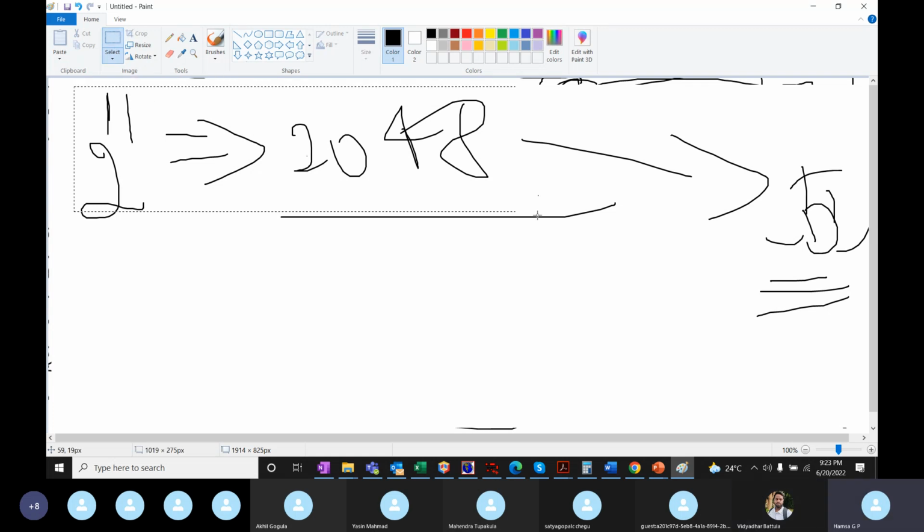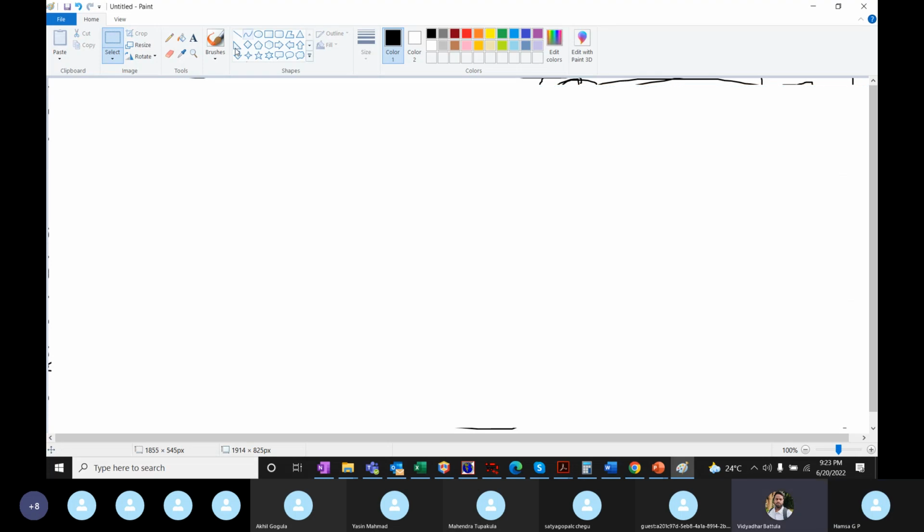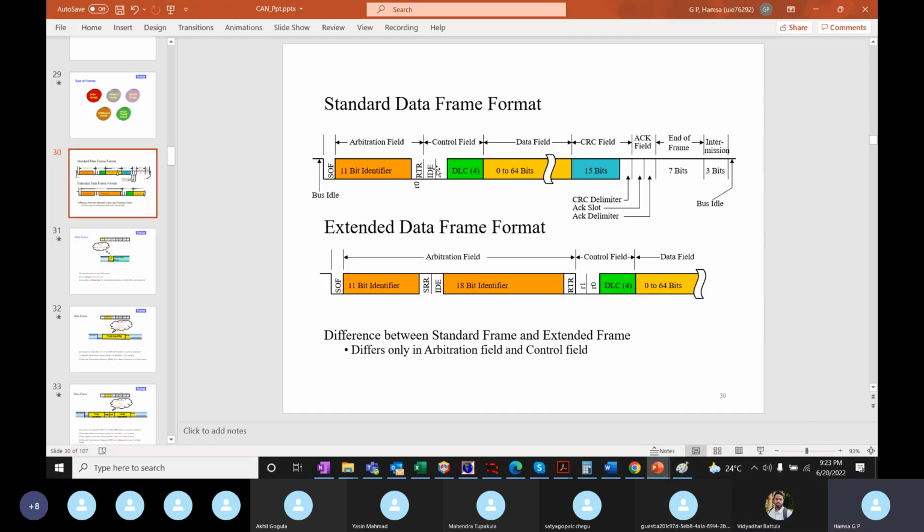Remote or request frame. Remember? Yes. So whether it is a request frame or the data frame, that's what it will be identified by the RTR bit. The size of the RTR bit is only 1 bit. If it is dominant, it is a data frame. If it is recessive, it is a remote frame, nothing but a request frame.